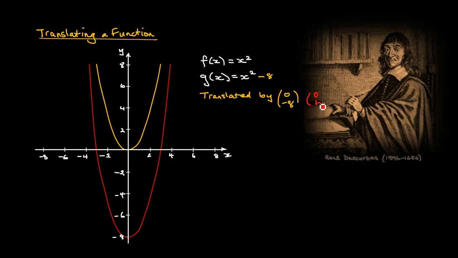Okay, so you just take this number here and put it as the second component of the vector, and then you'll get the translation up or down. Very straightforward then.